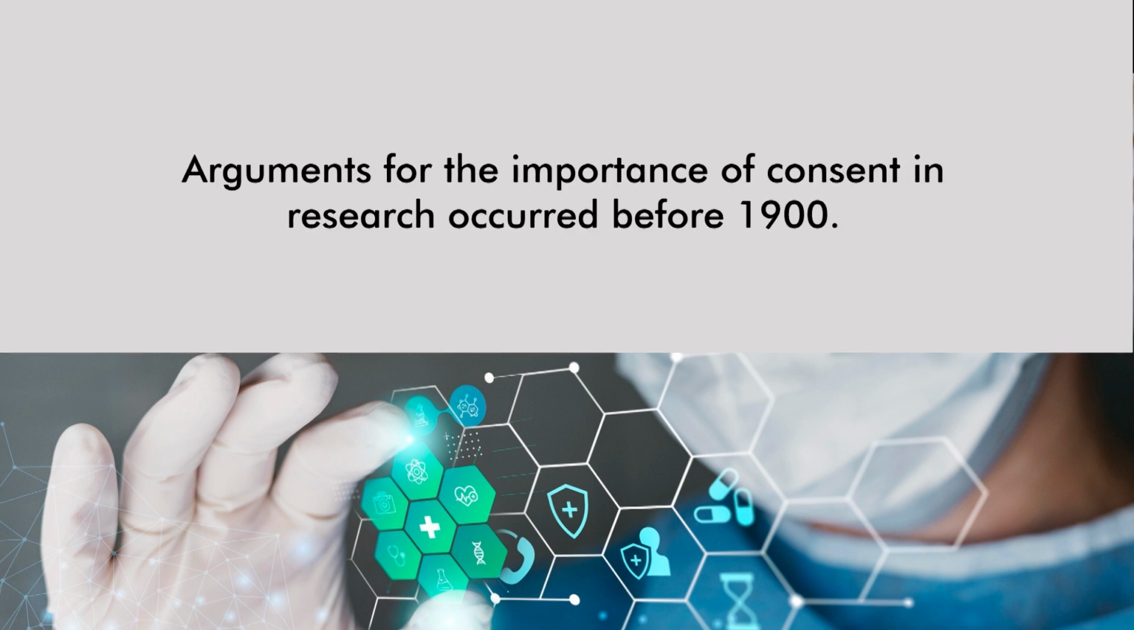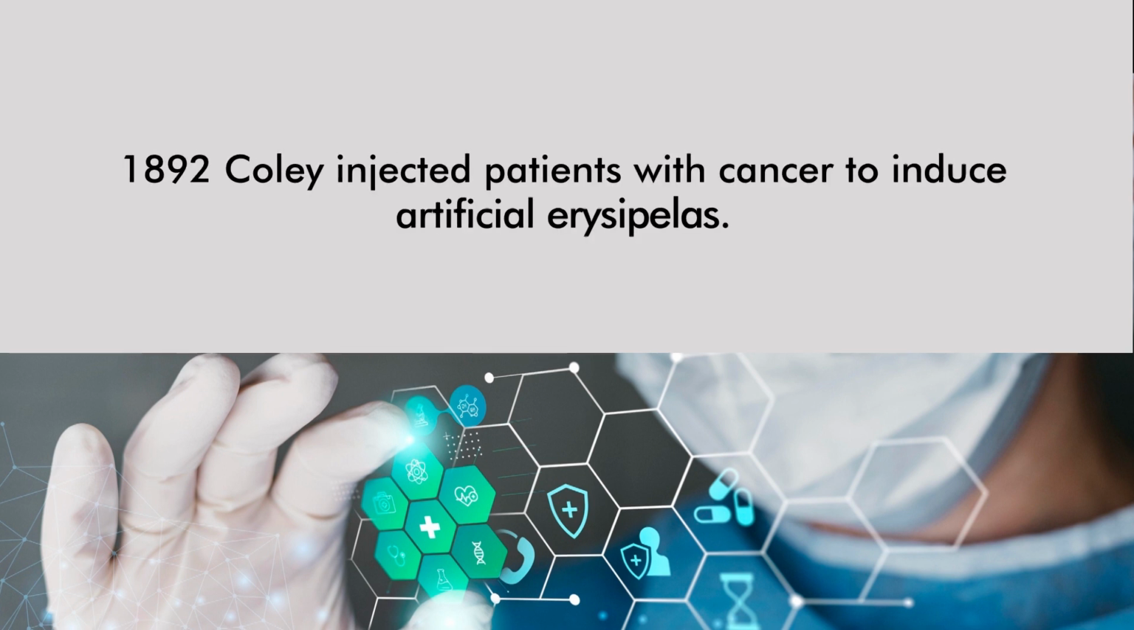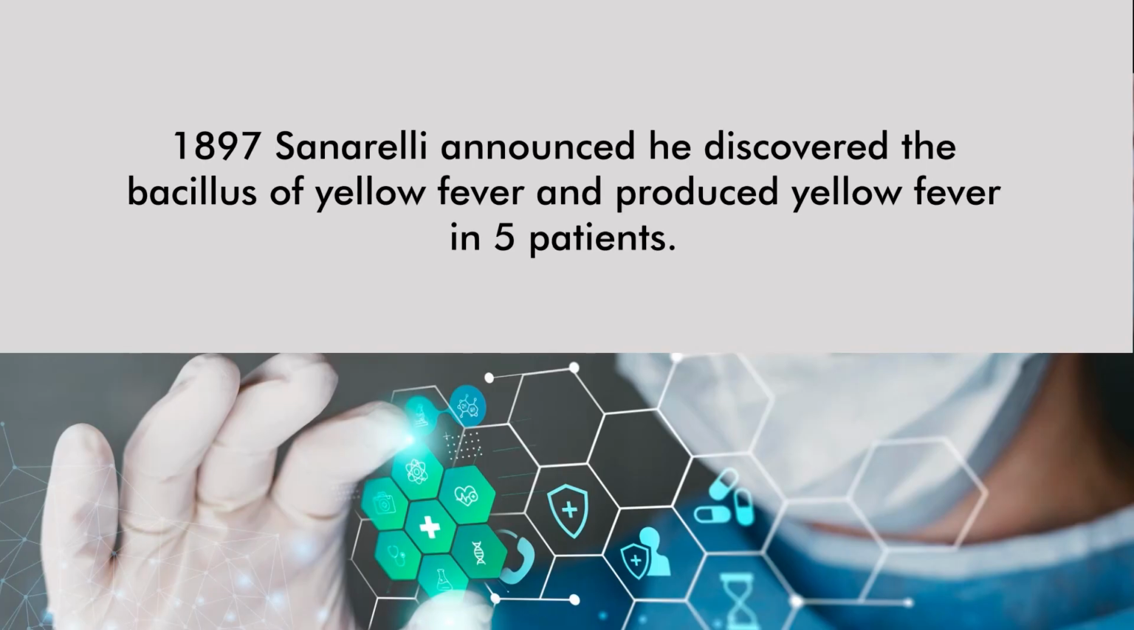Arguments for the importance of consent in research occurred before 1900. In 1892, Coley injected patients with cancer to induce artificial erysipelas. He describes how he began treatment with a patient who had sarcoma, and only after some deliberation he consented and injections began. In 1897, Sanarelli announced he discovered the bacillus of yellow fever and produced yellow fever in 5 patients.